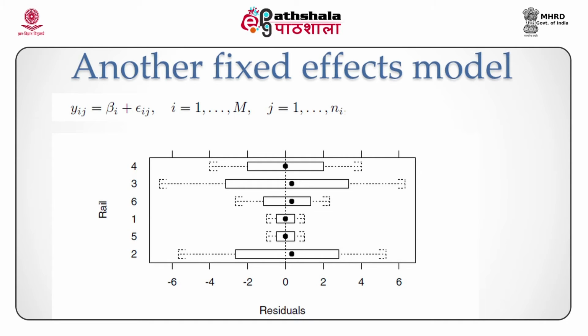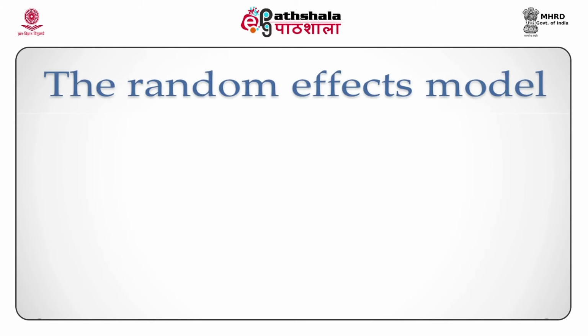We next introduce the random effects model in this context. We shall change the model before to Yij equal to beta plus Bi plus epsilon ij. Now, of course, it is possible to write beta i as beta plus Bi. However, a difference with the previous fixed effects model is that while beta continues to be a fixed parameter, our Bi's are now random.